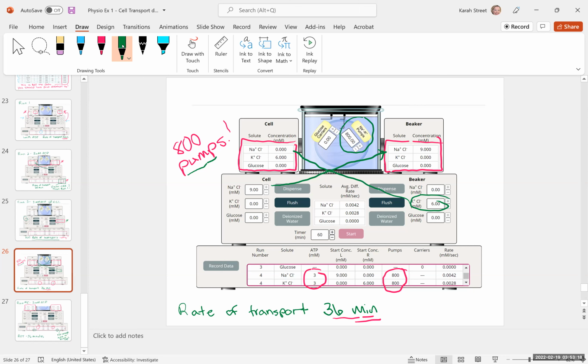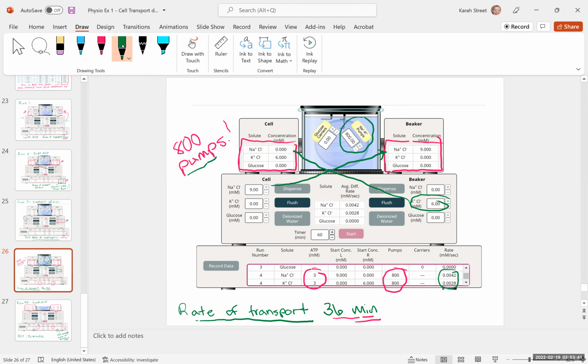And again, if you look at the rate of transport, it's very misleading. The rate in millimoles per second. What was most important was the little sign that showed up on your PhysioEx that said the full rate of transport took 36 minutes. Okay, so now let's talk about that.